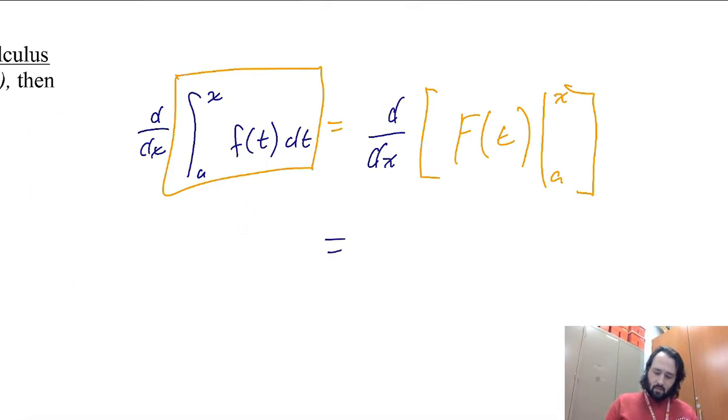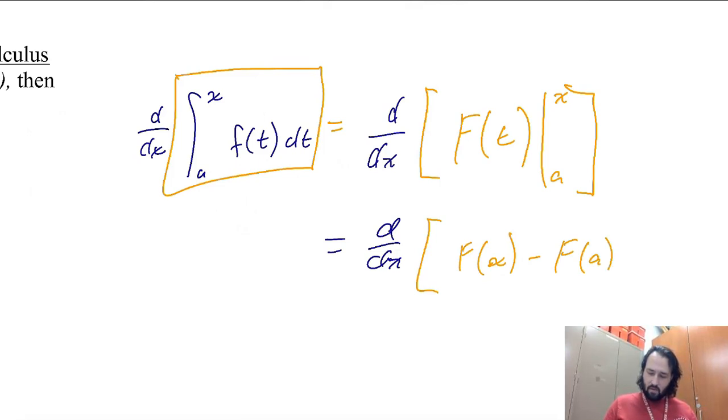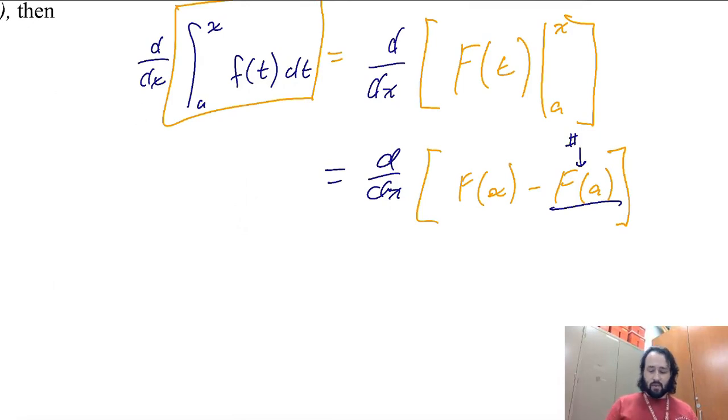Okay, that equals the derivative, I'm going to leave that alone, of big F of x minus big F of a. And a here is just a number. A is a constant. That is just a number. So now, if I do the derivative of this stuff, check it out.